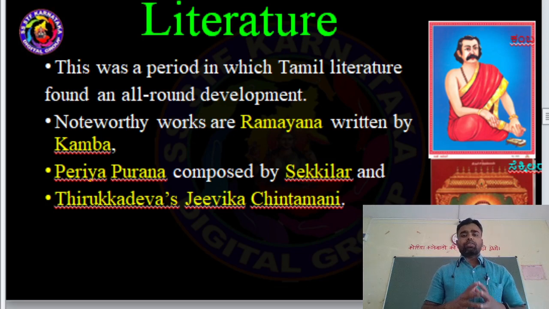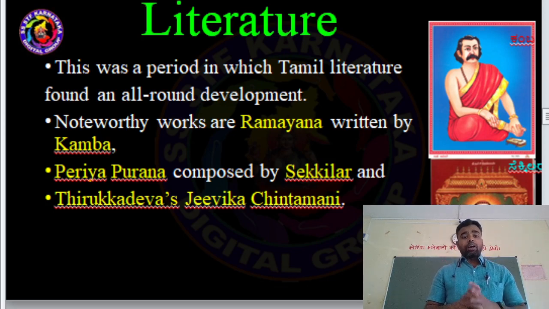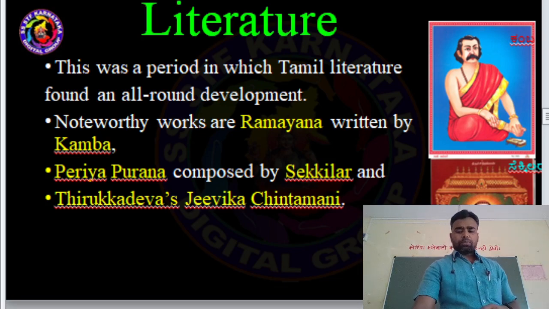Very important, noteworthy works, means very significant works, are the Ramayana, which was written by Kamba. You are watching the picture of Kamba in your video, and he had written the Ramayana, that is the Tamil Ramayana. And Periya Purana, composed by Sekkizhar, and Tirutakkadevar's Jivaka Chintamani. Tirutakkadevar had written Jivaka Chintamani. So this is about the literature of Cholas.